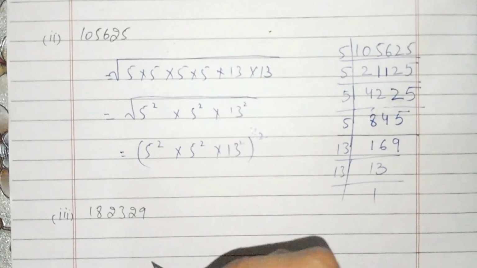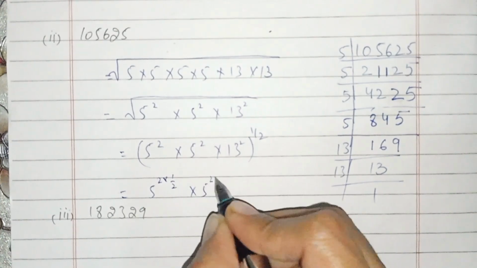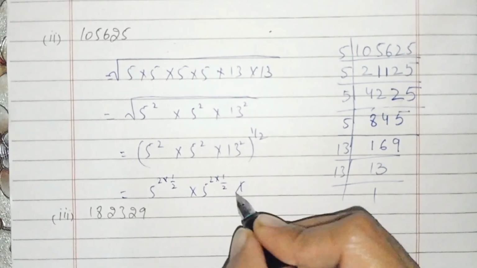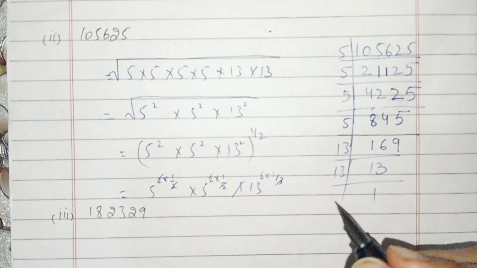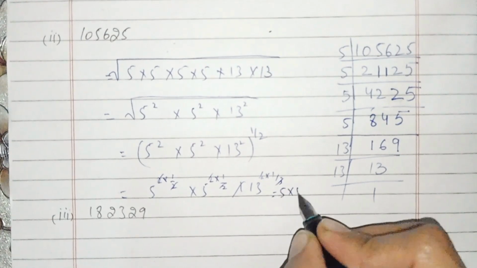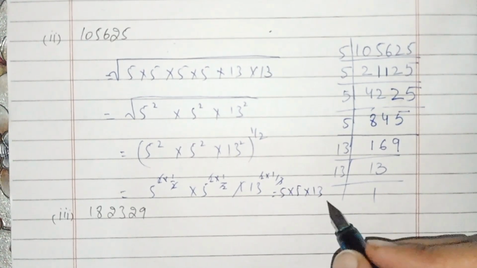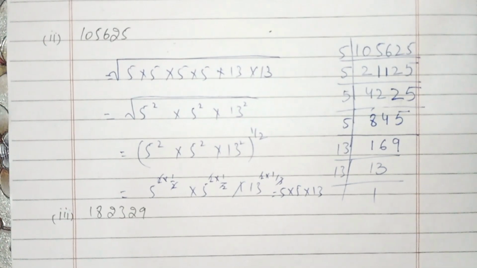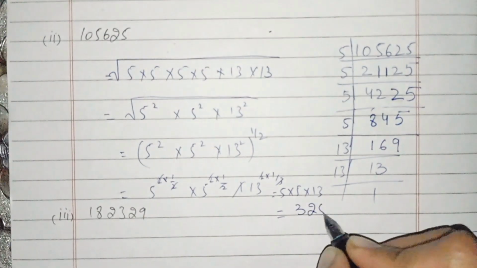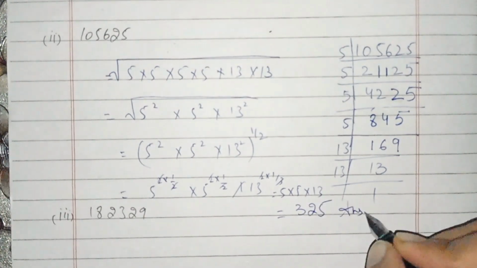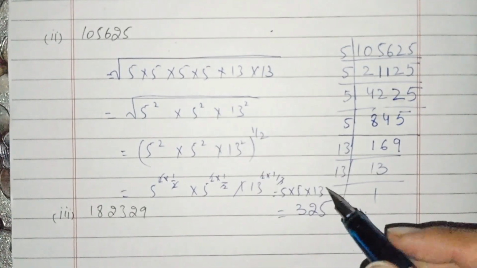Now we have to multiply by it. 5, 2, 1 by 2. These cancel, and there is 5 multiplied by 5 and 13. 5 times 5 is 25, and 25 multiplied by 13, we get 325, and this is the answer of part number 2. And this method is the prime factorization method.